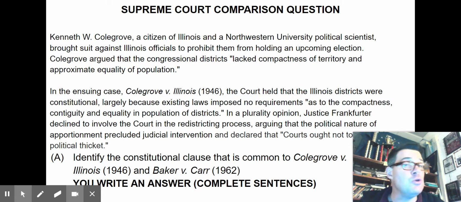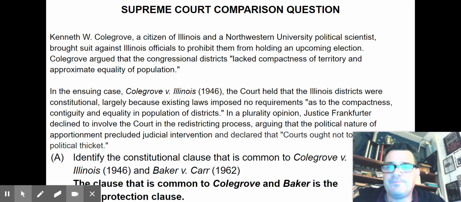Okay, I'm assuming you just wrote your answer. If you didn't, better pause. And now here, let me give you my answer to this, and yours should be very similar. The clause that is common to Colgrove and Baker is the Equal Protection Clause. Sorry, equal gets cut off there. The clause that is common to both Colgrove and Baker is the Equal Protection Clause. If you got that, you got 1 point.